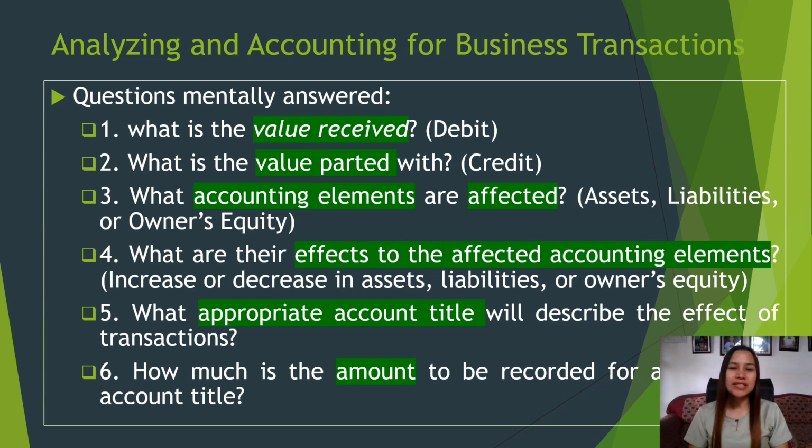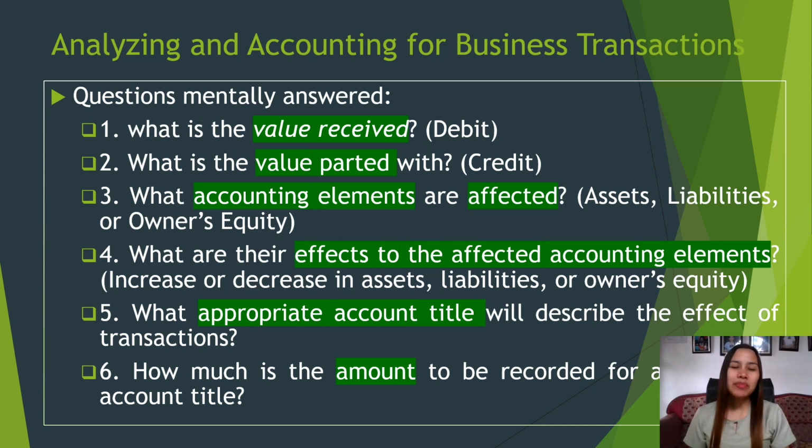So the questions mentally answered. Number one, what is the value received? We know that the value received is a debit. What is the value parted with, or the credit? Next one, what accounting elements are affected? Is it the asset? Is it the liability? Is it the owner's equity? Or both? What are their effects on the affected accounting elements? Would it increase or decrease the asset? Or would it increase or decrease the liabilities? Or would it increase or decrease any account under the owner's equity element?